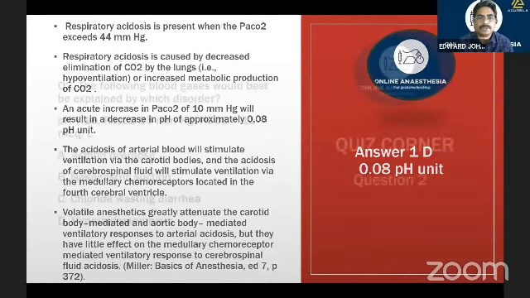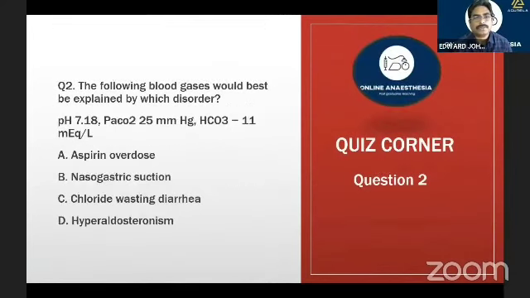So moving to the second question. The following blood gases would best be explained by which disorder? pH 7.18, PaCO2 25, and bicarbonate 11. So it could be aspirin overdose, nasogastric suction, chloride wasting diarrhea, or hyperaldosteronism. Hold please. You know it is acidosis. So what could it be? Everybody knows the answer.